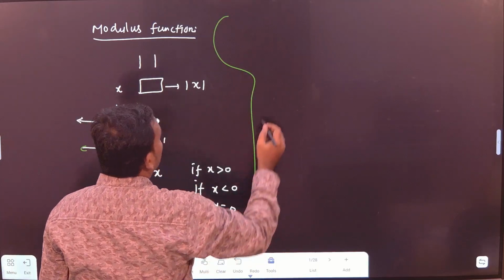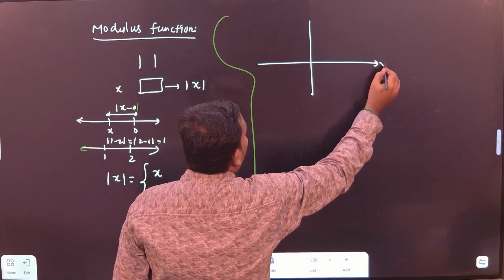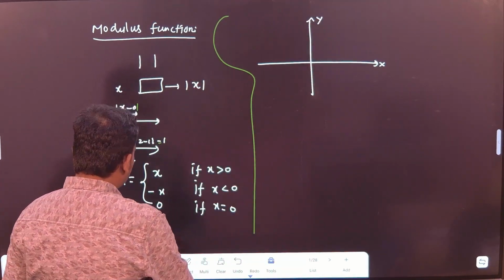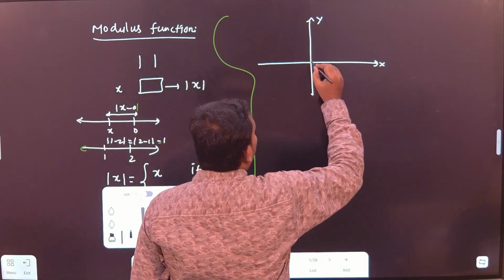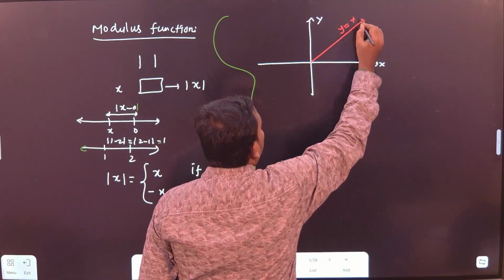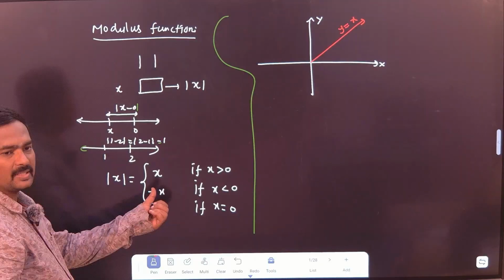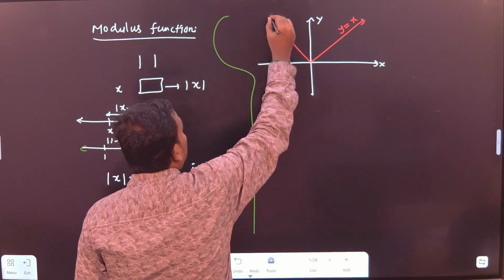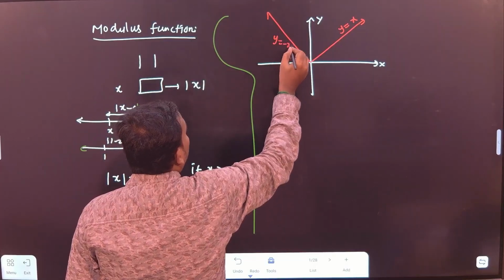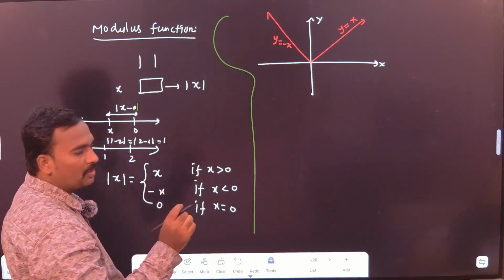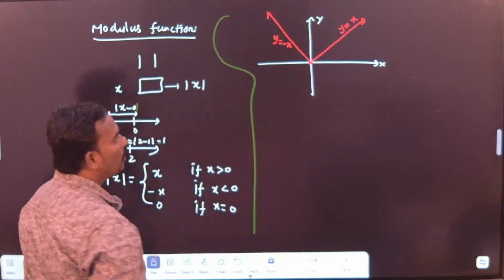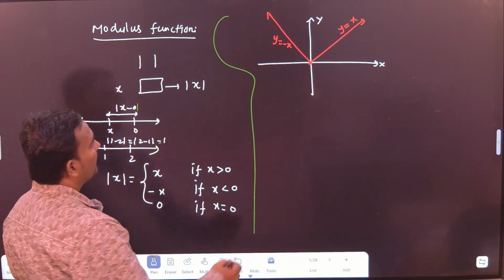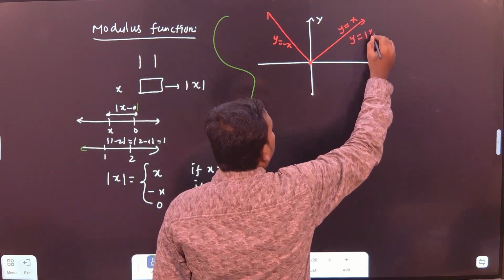Okay. So then how to draw the graph of this? You can see, students, let me take the graph. This is your x-axis, this is the y-axis. If x is positive, y is equal to x. When x is negative, y is equal to minus x. You know that y is equal to minus x. When x equals 0, y is 0. Clear? This is the mod x graph, right? Okay. This is your y is equal to mod x.